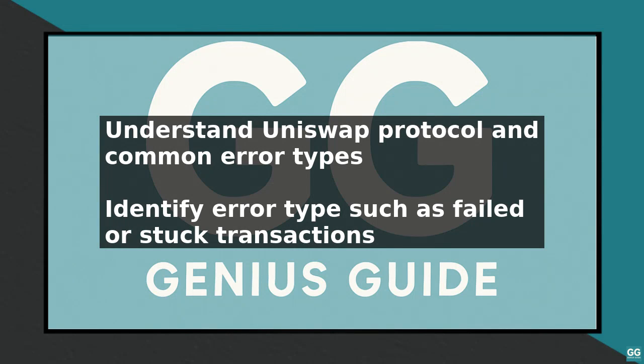To troubleshoot Uniswap transaction errors, start by understanding the basics of the Uniswap protocol and the common types of errors that can occur. Uniswap is a decentralized exchange that enables users to trade cryptocurrencies in a trustless manner. However, like any other complex system, it can be prone to errors.